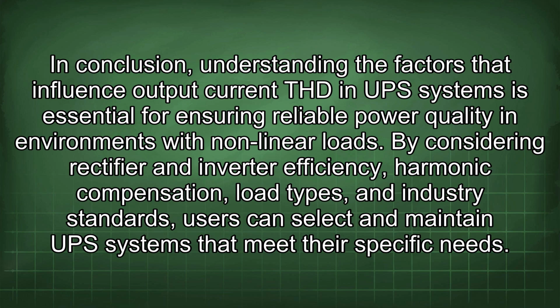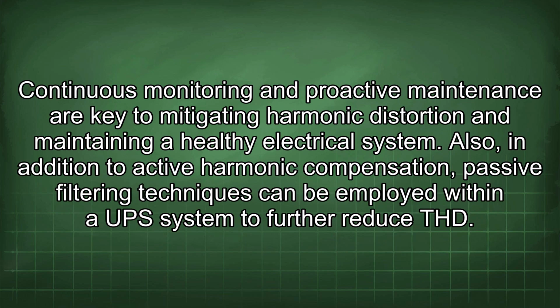In conclusion, understanding the factors that influence output current THD in UPS systems is essential for ensuring reliable power quality in environments with nonlinear loads. By considering rectifier and inverter efficiency, harmonic compensation, load types, and industry standards, users can select and maintain UPS systems that meet their specific needs. Continuous monitoring and proactive maintenance are key to mitigating harmonic distortion and maintaining a healthy electrical system.